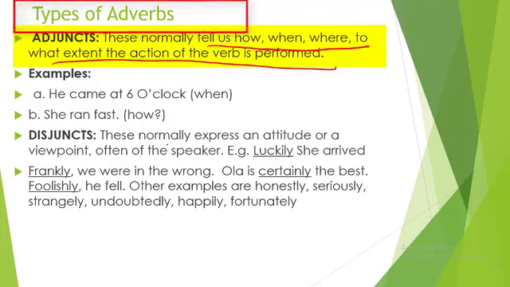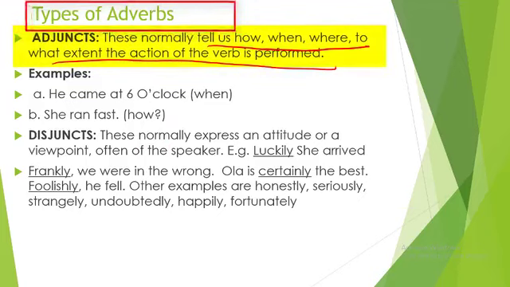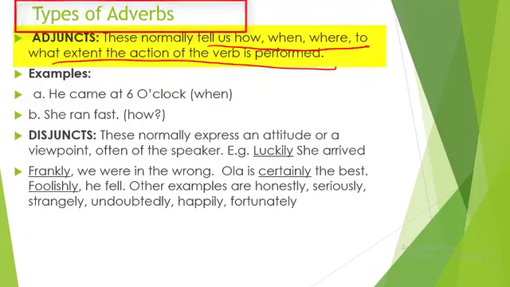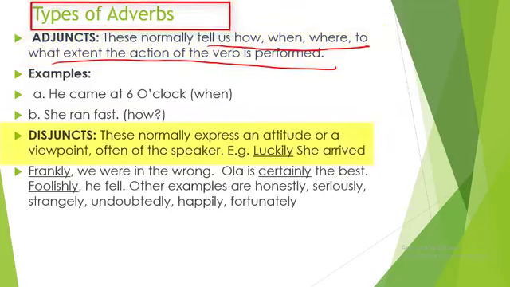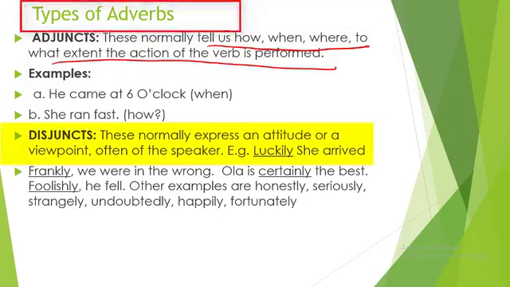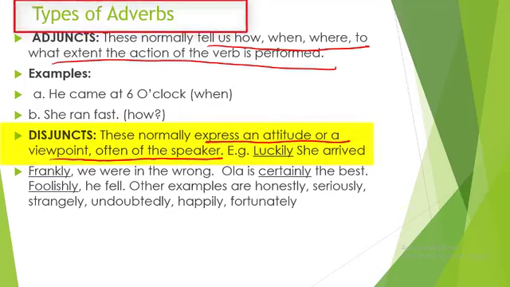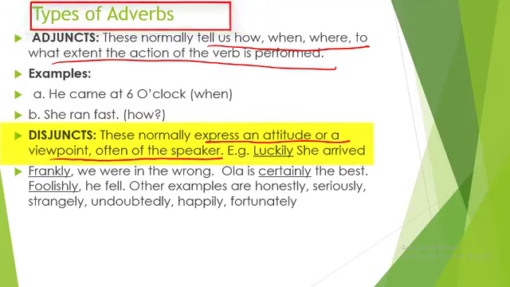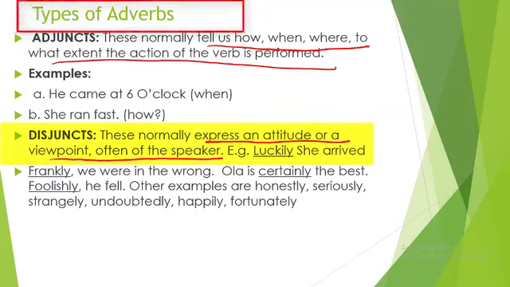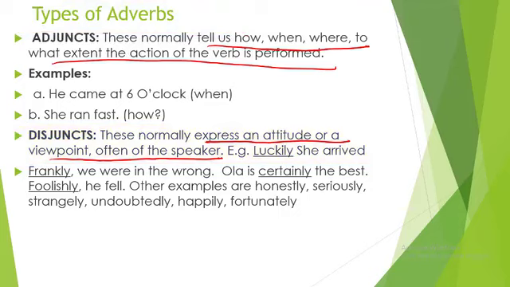Alright? He came at 6 o'clock. Okay? When? At 6 o'clock. She ran how? Fast. So fast there is an adjunct. Okay? Then we have disjuncts. Disjuncts simply express attitudes or viewpoints of the speaker. They express viewpoints of the speaker. So for instance, frankly speaking, we were wrong. Luckily, she arrived. So frankly or luckily are examples of disjuncts.